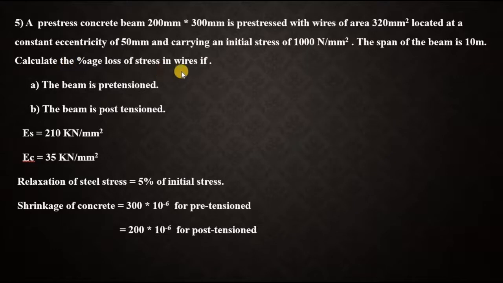Calculate the percentage loss of stress in wires if the beam is pre-tensioned, and if the beam is post-tensioned. Young's modulus of steel is Es 210 kN per mm square. Young's modulus of concrete is 35 kN per mm square. Relaxation of steel stress is 5% of initial stress. Shrinkage of concrete is 300 into 10 power minus 6 for pre-tension, 200 into 10 power minus 6 for post-tension.